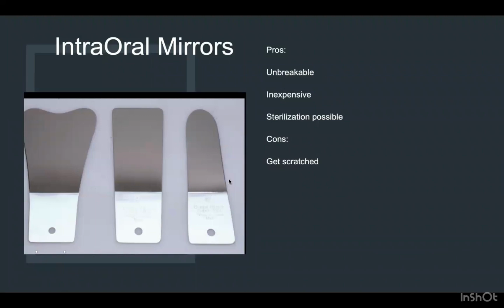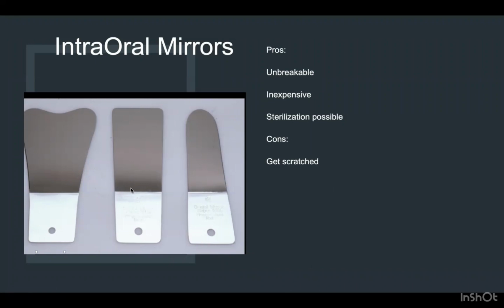Okay, what is the benefit of using the stainless steel mirror? It can't break. So if it's dropped, it's not an issue. It is inexpensive and it can be sterilized with an autoclave. What is a problem with this mirror is only scratches. So after 2 or 3 uses, you will feel that there are too many scratches.